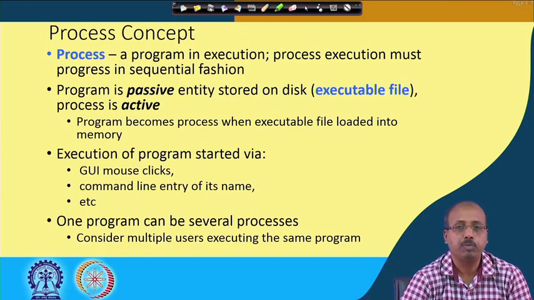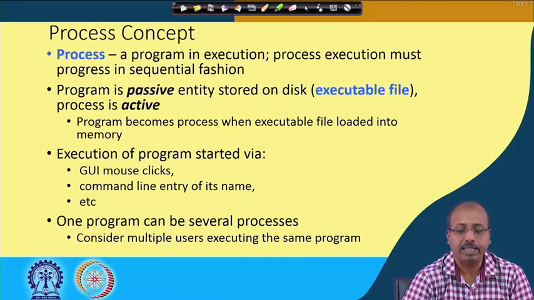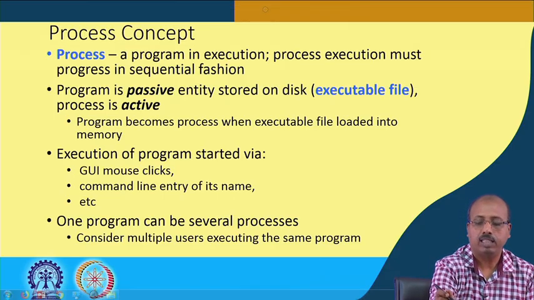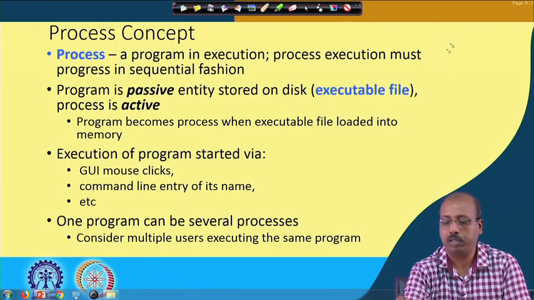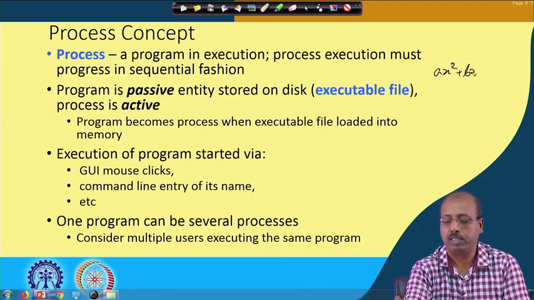So, a process is a program in execution, and its execution will go in a sequential fashion. A program is a passive entity stored on disk and process is active. So, why do we say so? Suppose we have got some program to calculate roots of a quadratic equation ax square plus bx plus c.